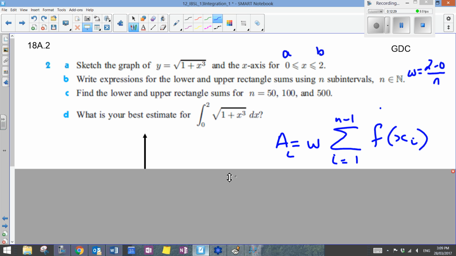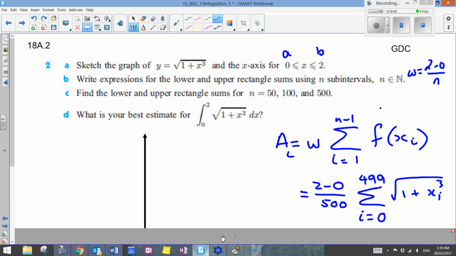And again, we can get a pretty good approximation by saying for the lower rectangles, our width multiplied by the sum of all of our function values evaluated from 1 to n minus 1 for the lower, and then going from, so that could be something like 0 to 499 if I were doing 500.